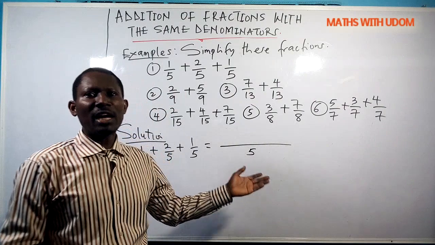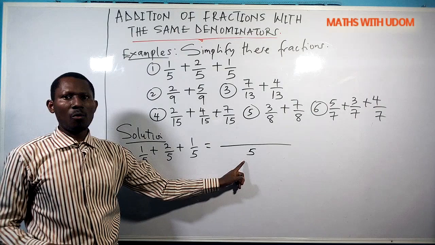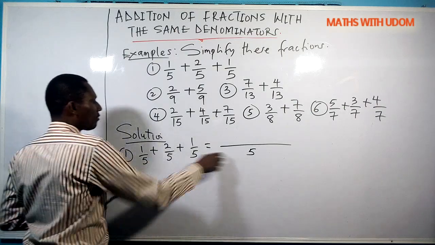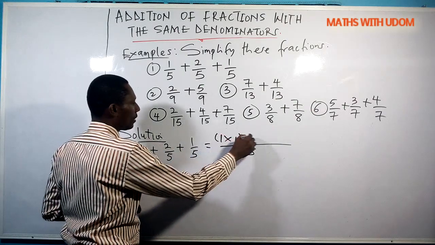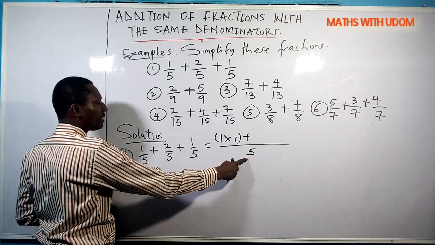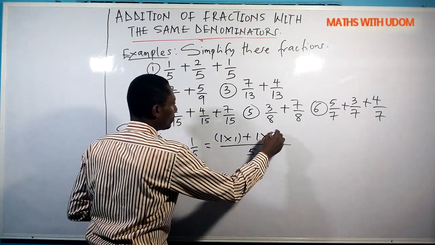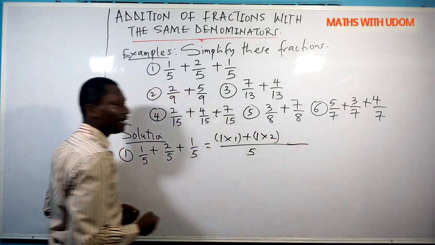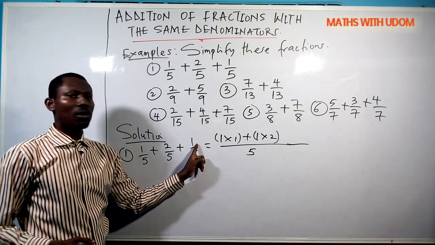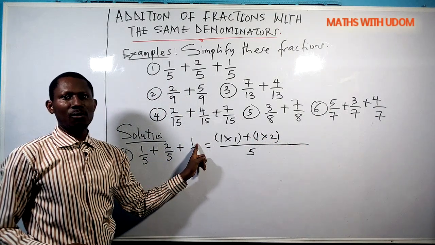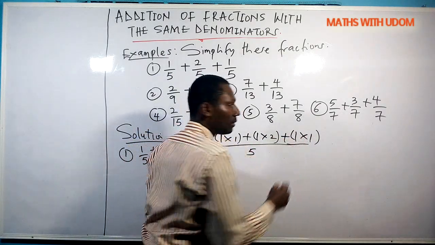Alright, so after you have done that, what do we do next? So how many 5 can go in 5? 1. So we have 1 multiplied by the numerator 1 here. Plus, because we have a plus sign here, 5 in 5 again, 1. 1 times what? Your numerator 2. And lastly, 5 in 5 again, 1. 1 times 1 is still 1. So we have plus 1 times 1. Are we together?